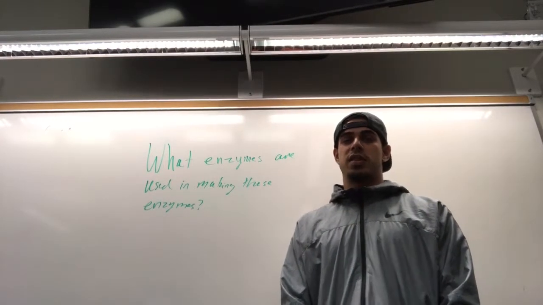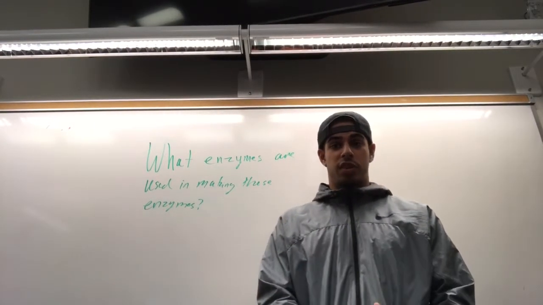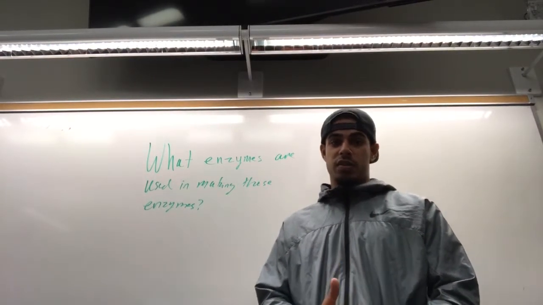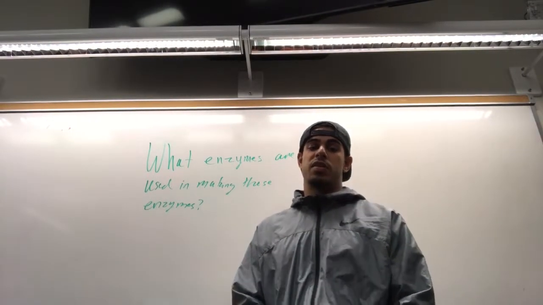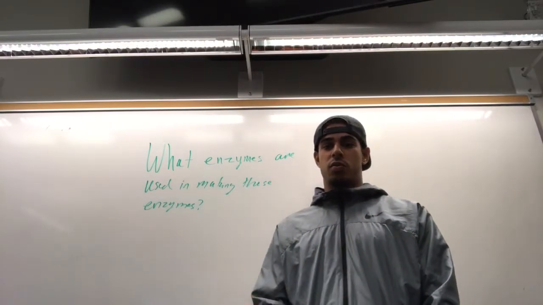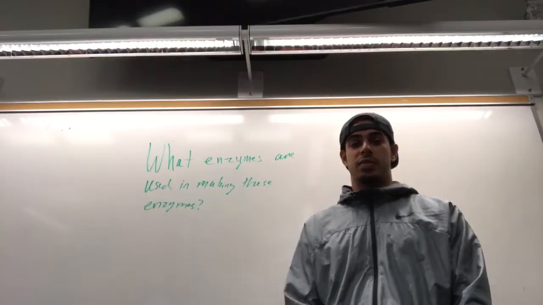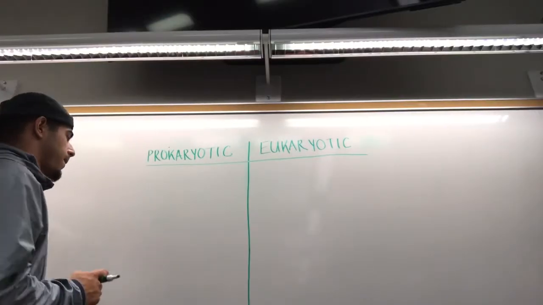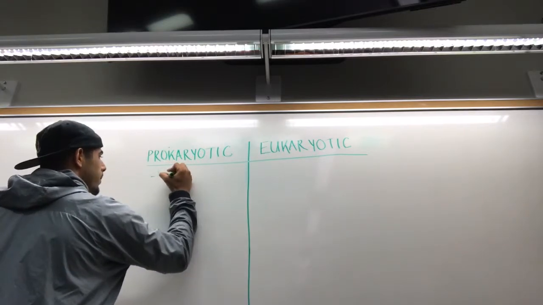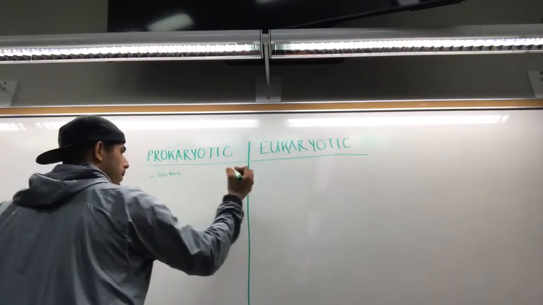Basically, ribosomes are enzymes that are not made up of proteins. Even though most enzymes are made up of proteins, ribosomes are an exception because they're made up of RNA and not polypeptide chains. This is also why ribosomes are called ribozymes. So now we will be moving on and creating a chart comparing ribosomes within prokaryotic cells and eukaryotic cells.